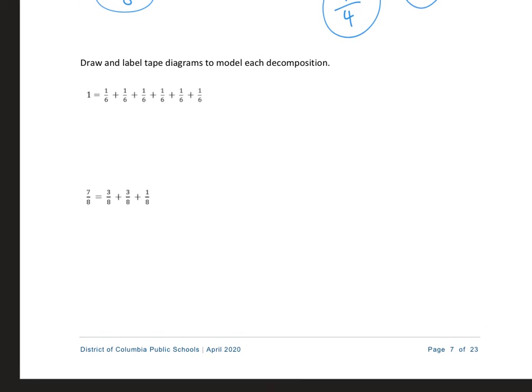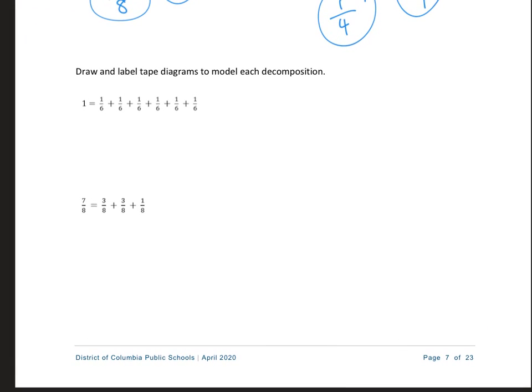All right, now it says draw and label the tape diagrams to model each decomposition. The first problem they gave me is 1 whole equals 1/6 plus 1/6 plus 1/6 plus 1/6 plus 1/6 plus 1/6. If it's 1 whole, I'm going to draw a tape diagram. I can see that my denominator is 6, which tells me this tape diagram is going to have 6 equal pieces. And they said the whole thing is labeled as 1 whole.